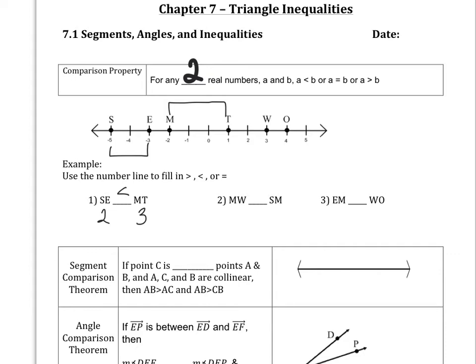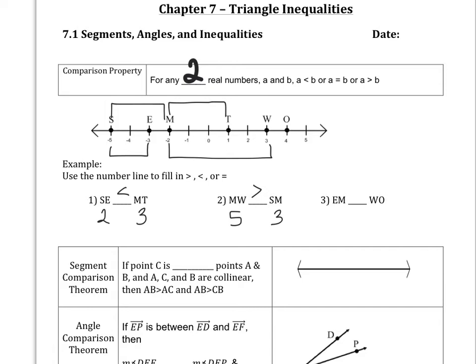Number 2 here, M to W. The distance of M to W would be 1, 2, 3, 4, 5 units. The distance from S to M would be 3 units. So I'm going to use the inequality symbol greater than. So MW is greater than SM.